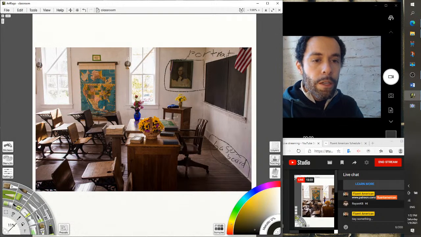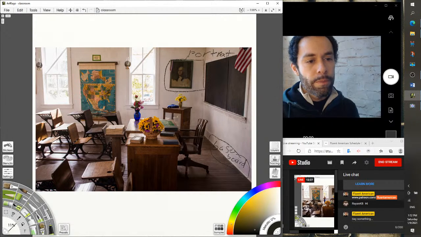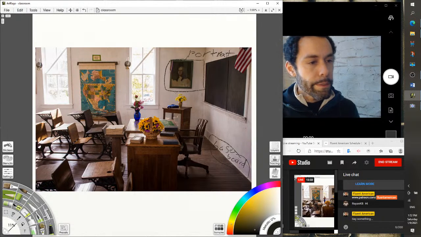Yep. So right here you have a portrait. Okay, and again, a portrait is specifically a picture of a person. Specifically, that person looks like George Washington, the first president of the U.S. Okay.